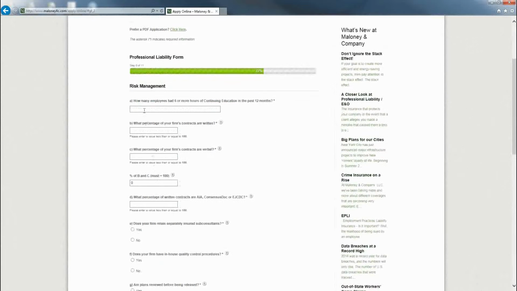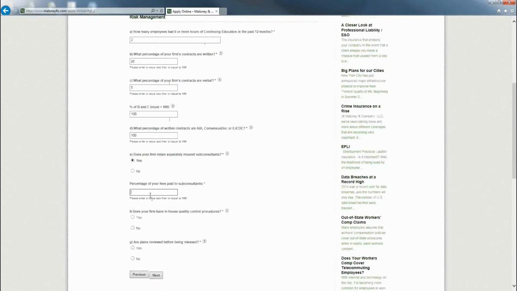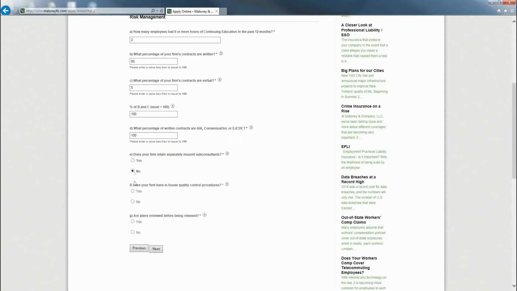Step 9. Risk management. Please provide the breakdown of percentages between written and verbal contracts. This should total 100%. If you hire subconsultants, please provide the percentage of fees paid to subconsultants. Some insurers will give a credit for your use of insured subconsultants. If plans are reviewed before being released, some insurers will give you credit for this risk management procedure. If the answer is no currently, but you plan to institute this procedure, please indicate this to your Maloney Company broker.